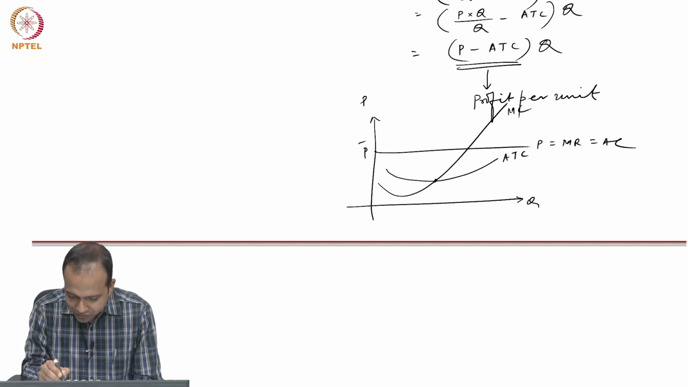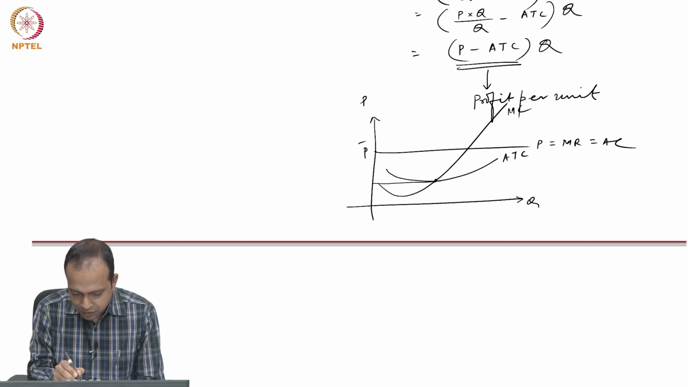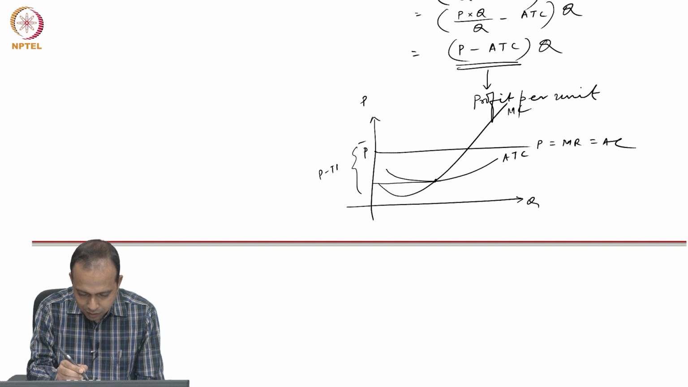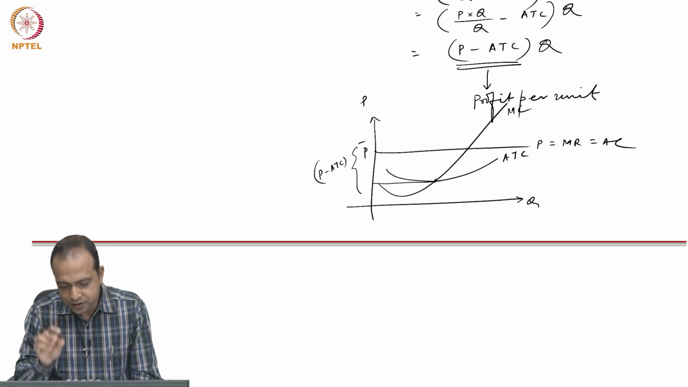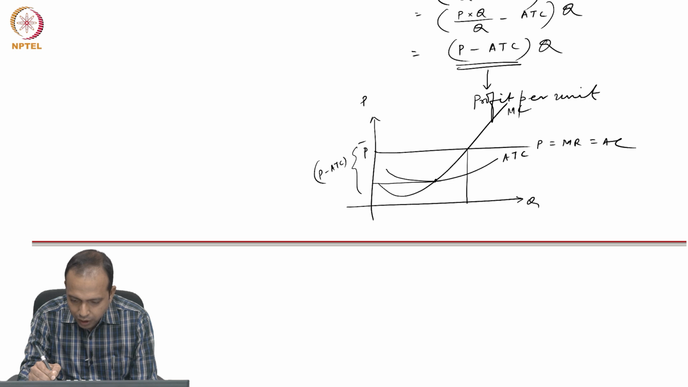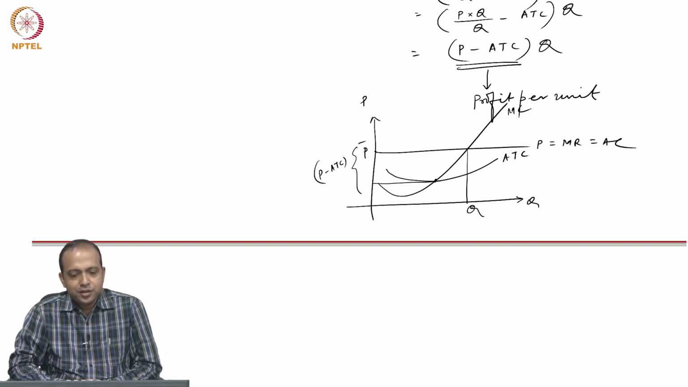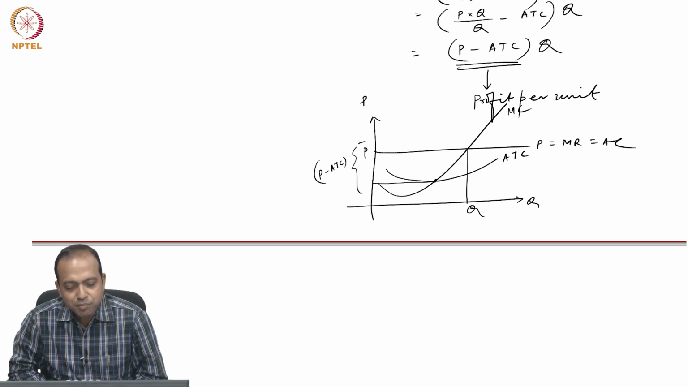So, that means this difference actually gives you, this is the difference, this is P minus ATC. It is the margin per unit, and if this is your total output, then you multiply this with the total output, you will get the total profit. Okay? P minus ATC multiplied by Q.